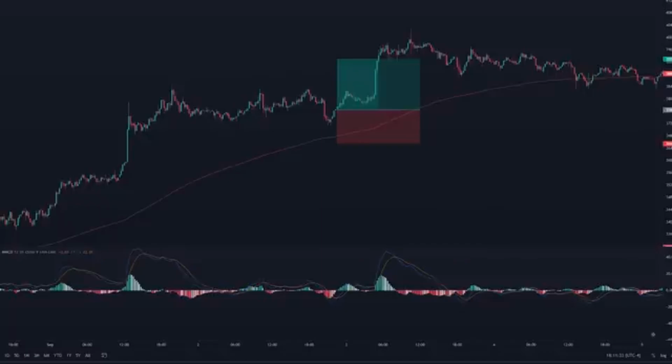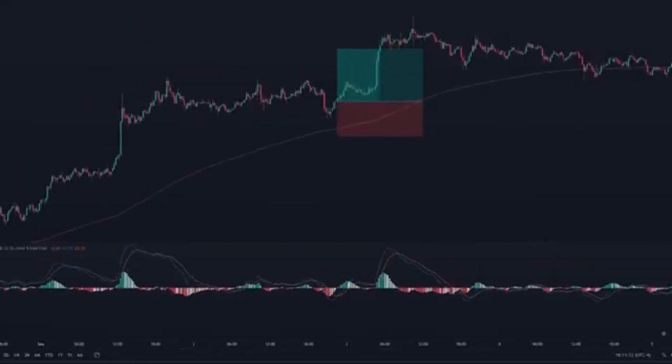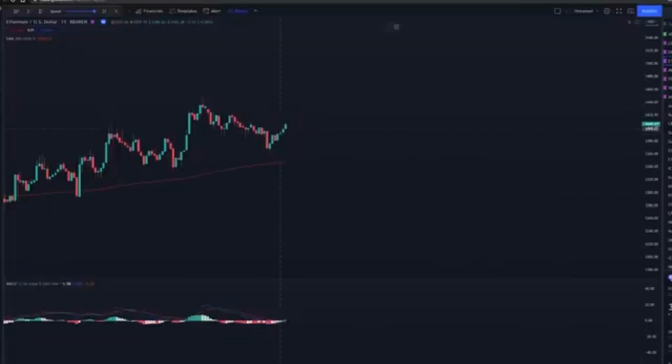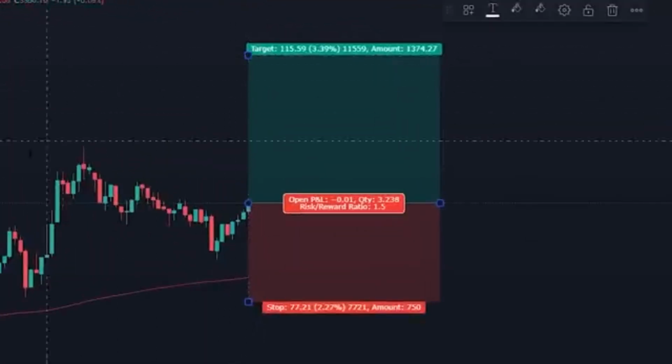So as an example, we would want to enter a long trade right here because the MACD lines are crossing upwards below the zero line and the current price is above the 200-day moving average. Now, what I like to do is set a stop loss below the 200-day moving average. So the 200-day almost acts as a wall that the price has to break through to hit the stop loss. Then I like to have a 1.5 profit ratio for my profit target mark.